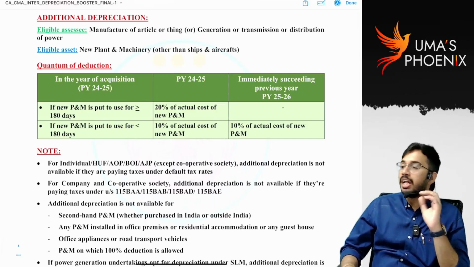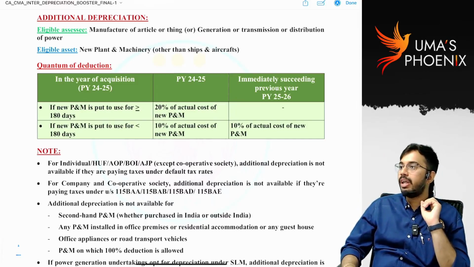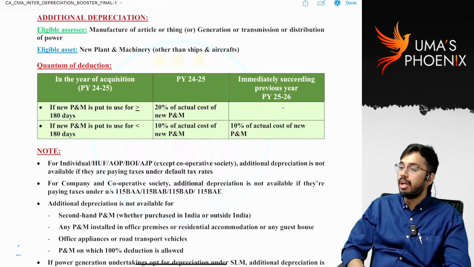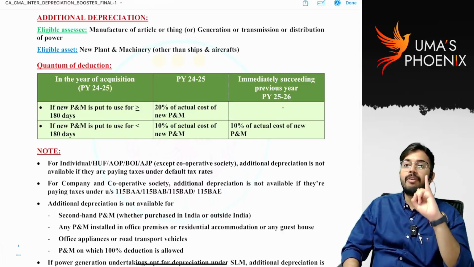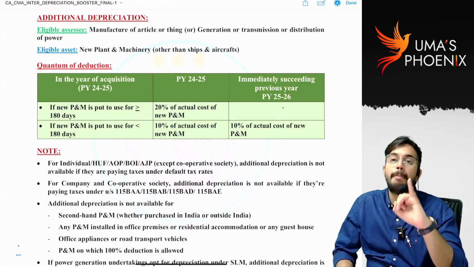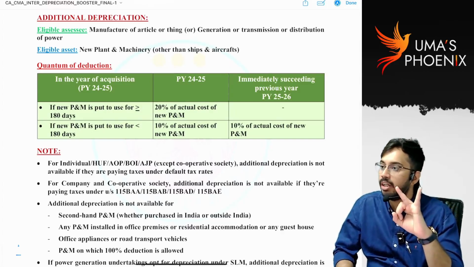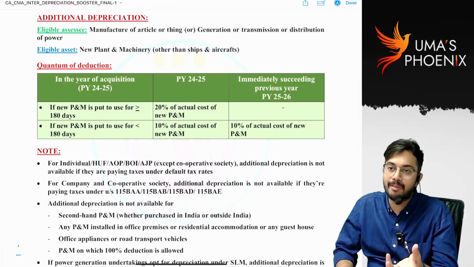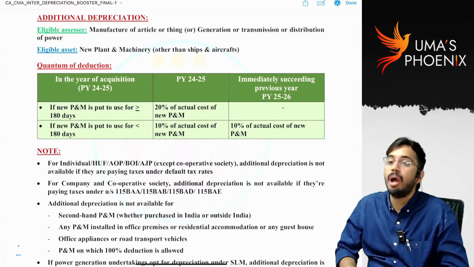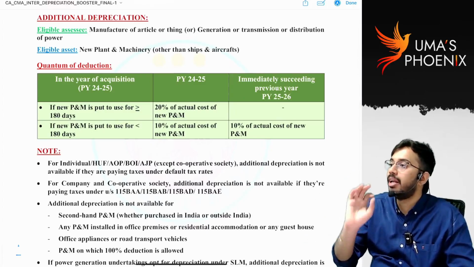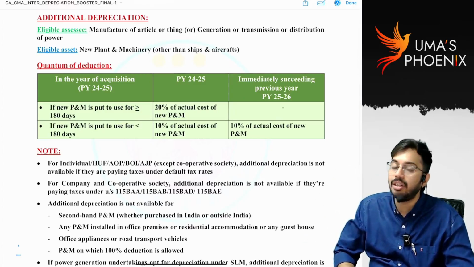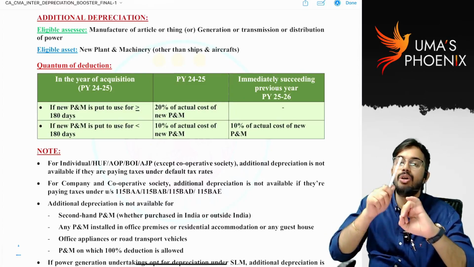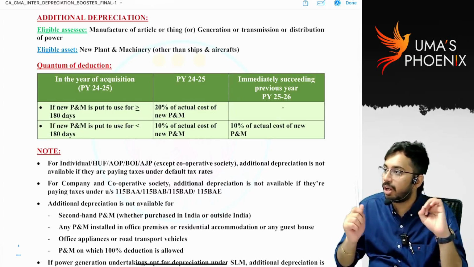First, additional depreciation is available only for two businesses. Every business cannot claim the additional depreciation benefit. Additional depreciation is available only for manufacturing business or power sector undertaking or power generating unit. So those who are engaged in the business of manufacturing or distribution of power can claim the benefit of additional depreciation. So two kinds of entities are eligible to claim additional depreciation: those engaged in manufacturing business, and those engaged in power generation business.